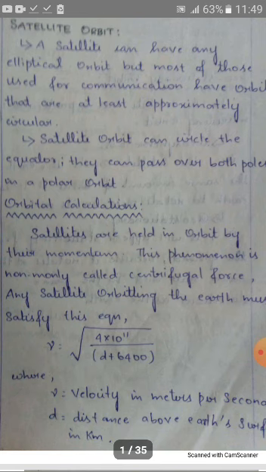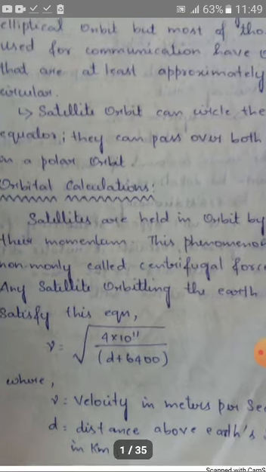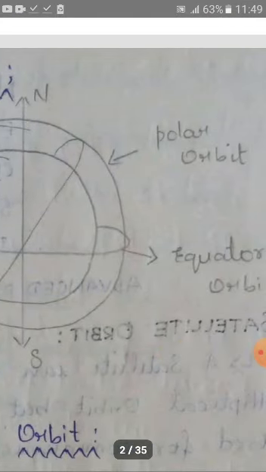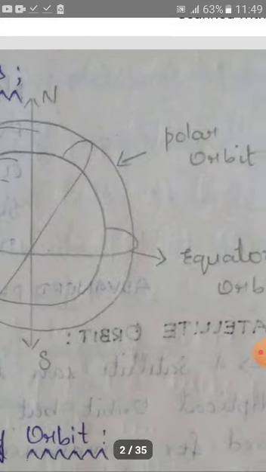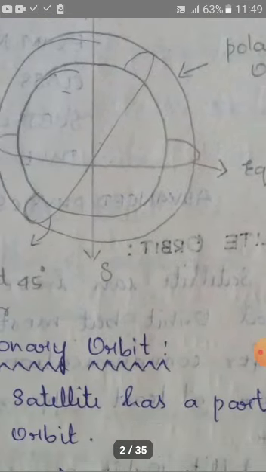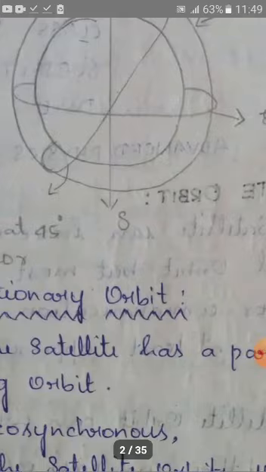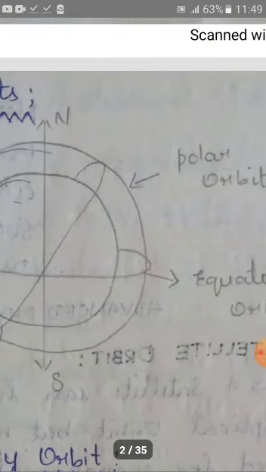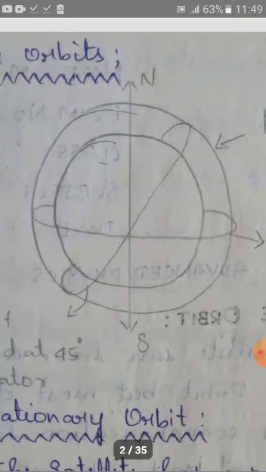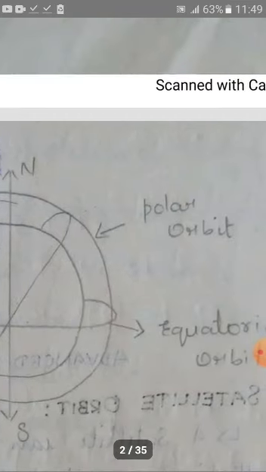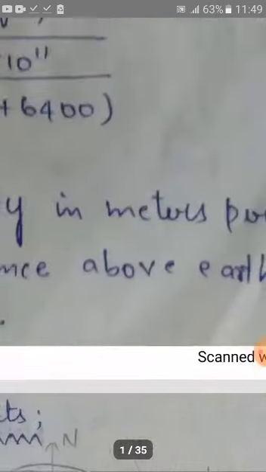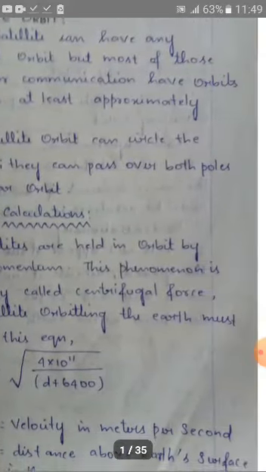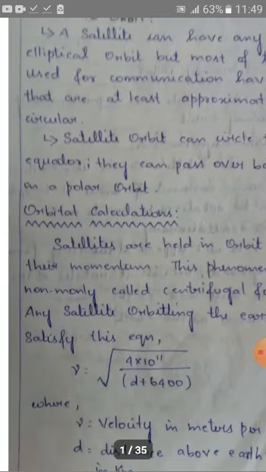The satellite orbit can circle the equator. For example, the circle here is the equator. Here is the polar orbit. This one is for the polar orbit, and this is for the equator orbit. The center has the equator orbit, and the outermost, meaning the northern side and southern side, has the polar orbit. This also represents an at least approximately circular motion.